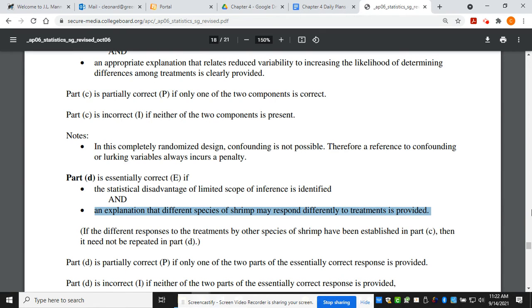And if you didn't put it, it would only give you partial credit. So when we do generalizability, why do results only apply to a small group like volunteers? Because volunteers are different. If we're only using tiger shrimp, wouldn't that not explain that different species respond differently? You're saying we can't apply results to other types of shrimp. Why? Because we don't know how other types of shrimp would respond.